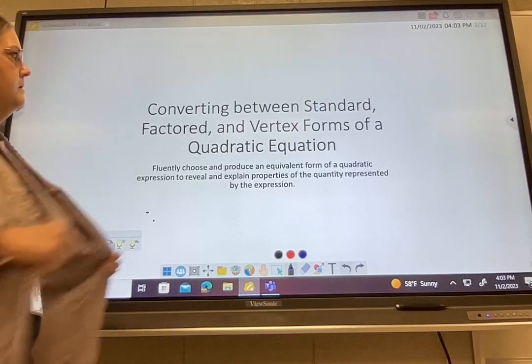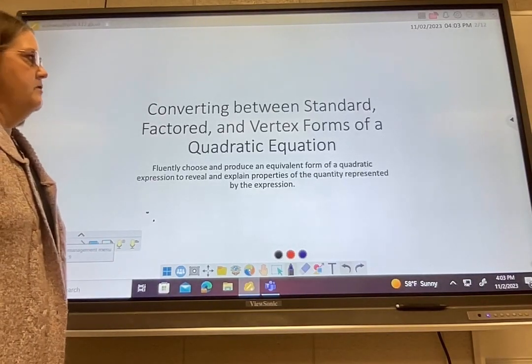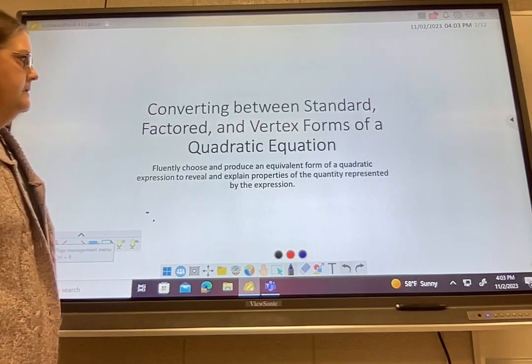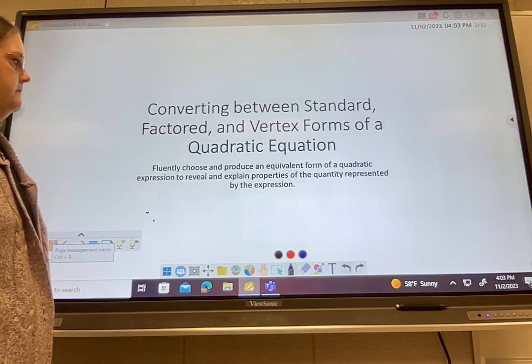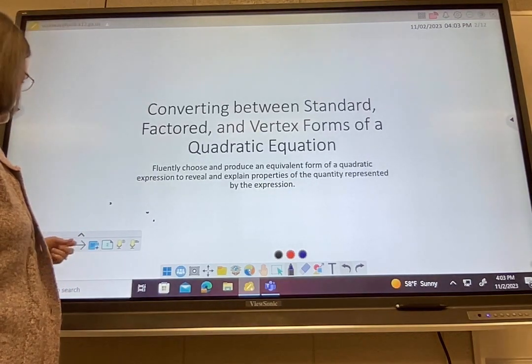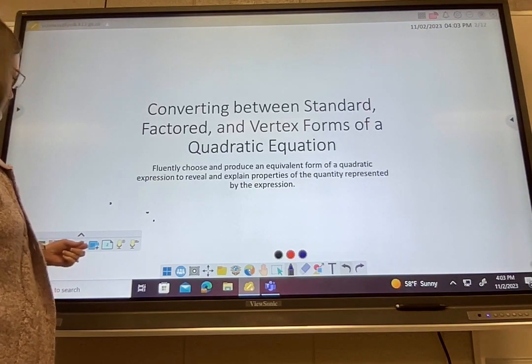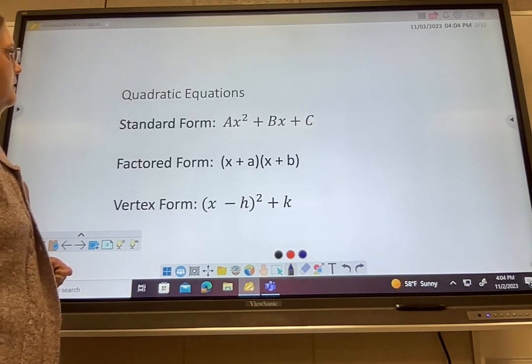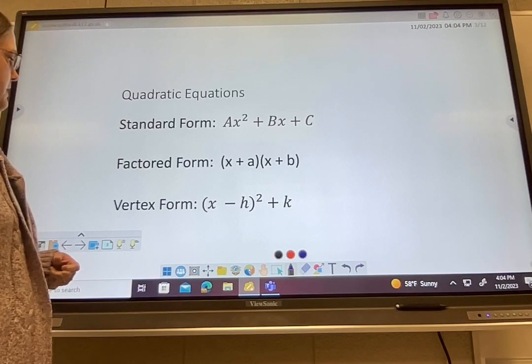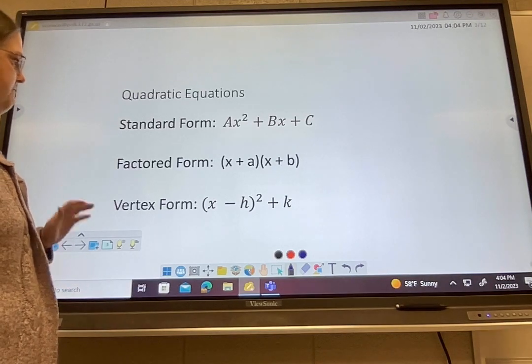Okay, we are converting between standard form and, I need to go back further. This is the wrong lesson. Okay, we're gonna do between standard form and factored form.